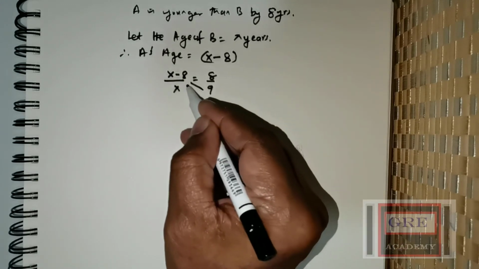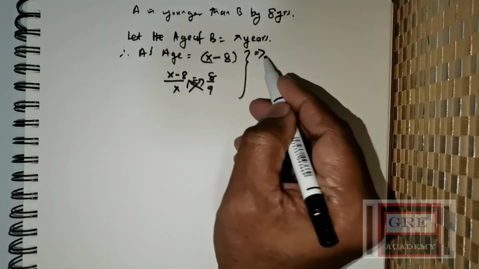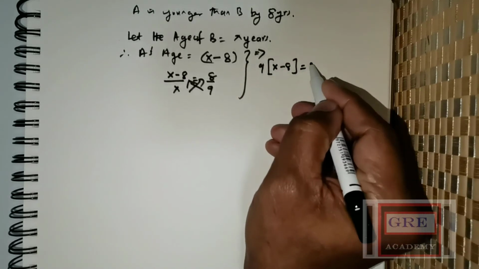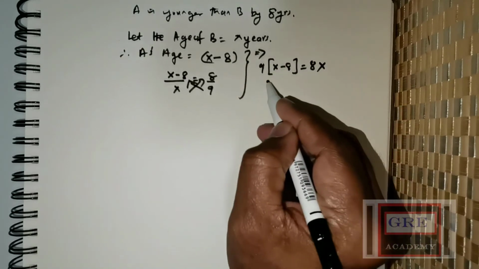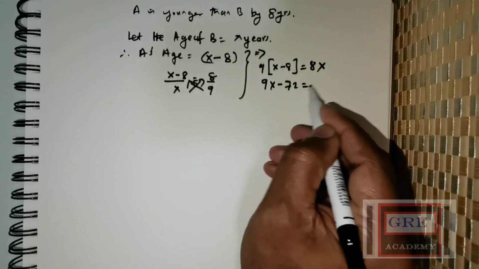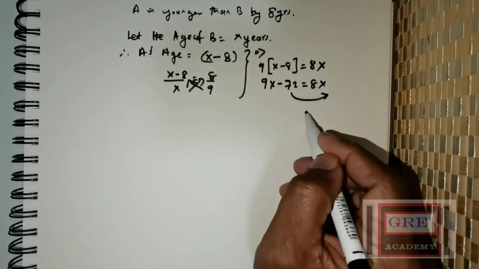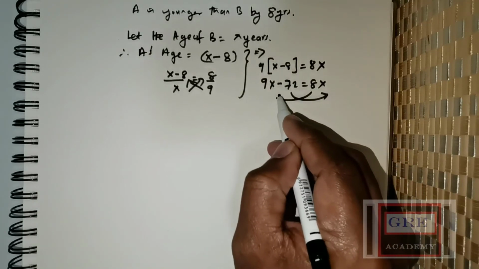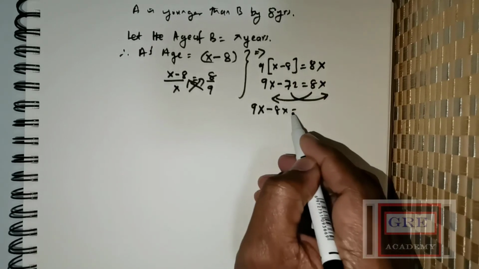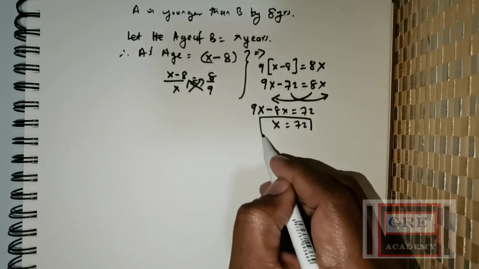Now cross multiplying, we would get 9 times (x - 8) is equal to 8 times x. So this means 9x - 72 is equal to 8x. I move 72 to the right and 8x to the left. I would get 9x - 8x is equal to 72. So from here x is equal to 72.